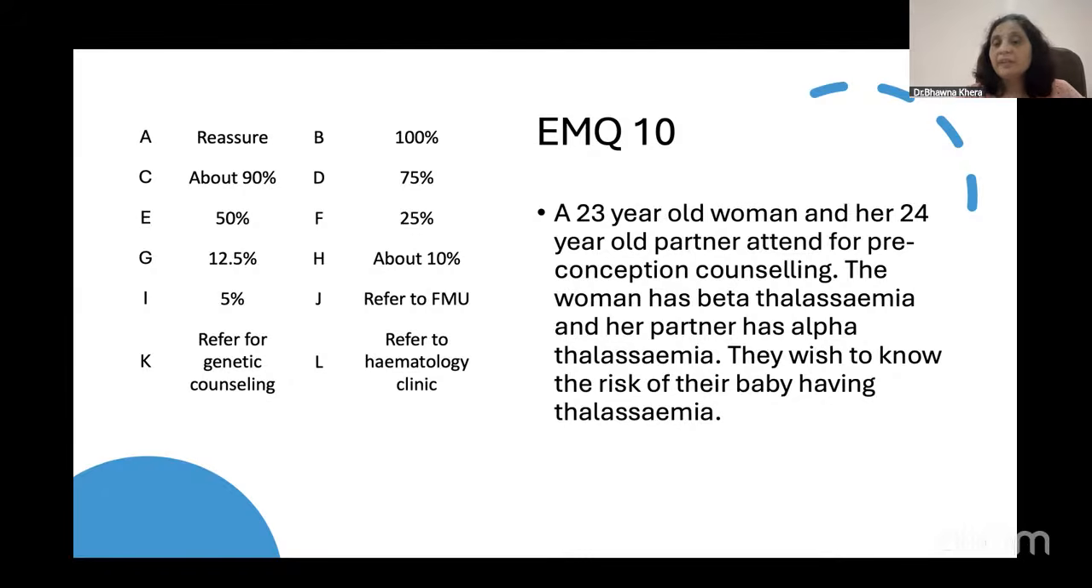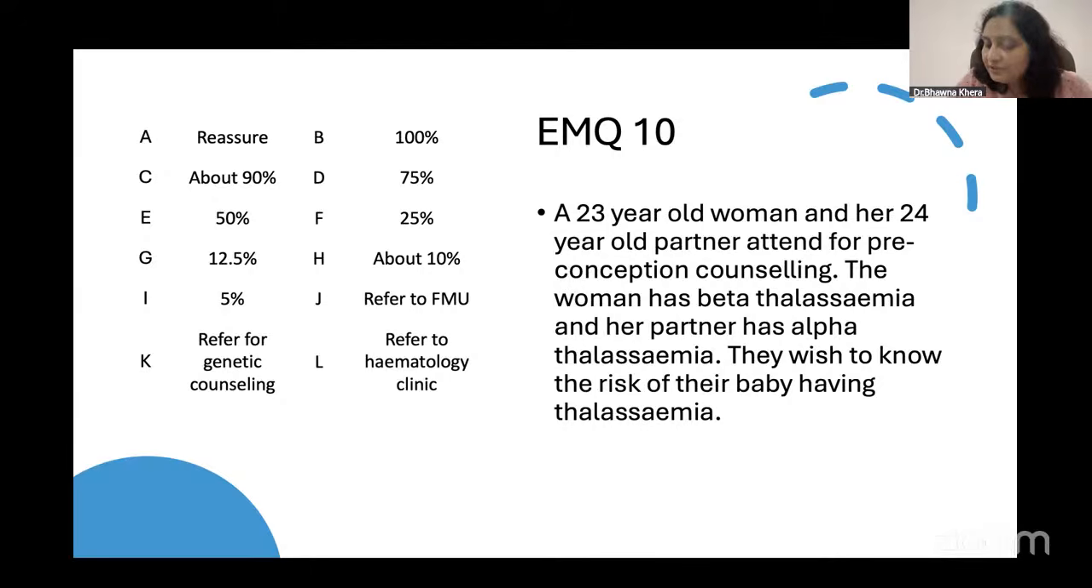So the woman and the partner, one person has the beta thalassemia and another has the alpha thalassemia. What to do in this case? What is the option here? They wish to know the risk of their baby having thalassemia. So now what to do here? In this case, what is the risk? Is it 0%? Is it 100%? Is it just simply reassure nothing is going to happen? We should refer to the FMU or we should refer to the hematology clinic. What we need to do in this case?